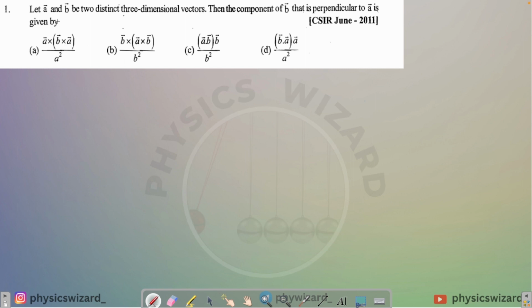First question: let A and B be two distinct three-dimensional vectors. We have two vectors A and B. The component of B perpendicular to A is asked. What will be the right answer?